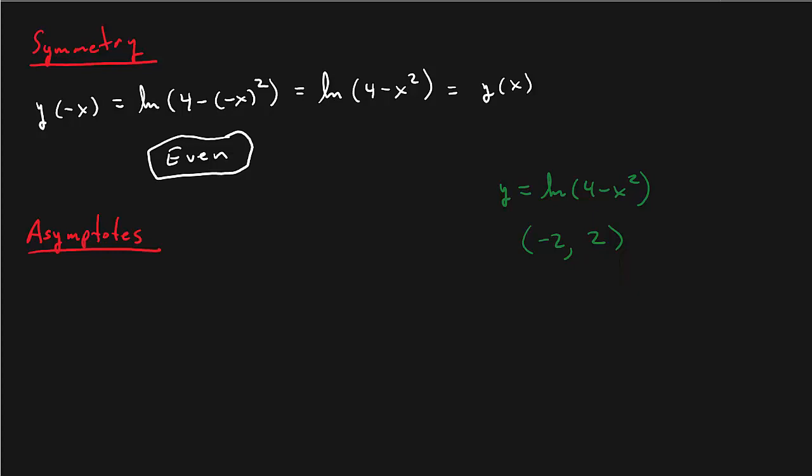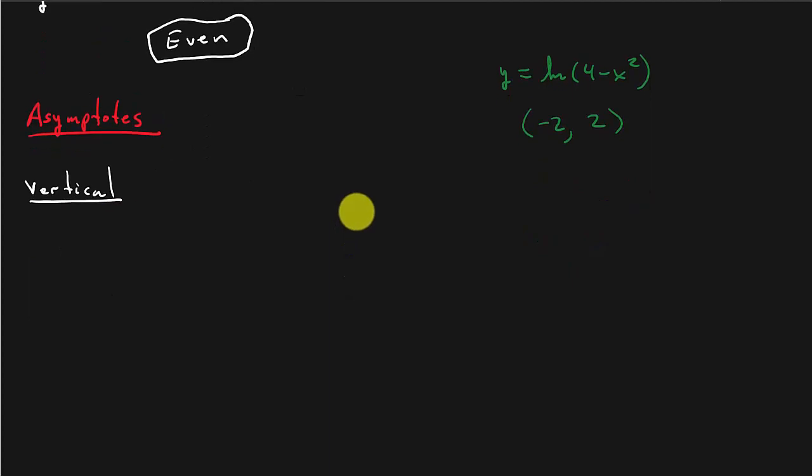So for the vertical asymptotes, remember, that's where we look to see where the function's undefined and we take the limit as x approaches those numbers. Well, the domain of natural log of 4 minus x squared is between -2 and 2. So what we're going to do is take the limit as x approaches -2.